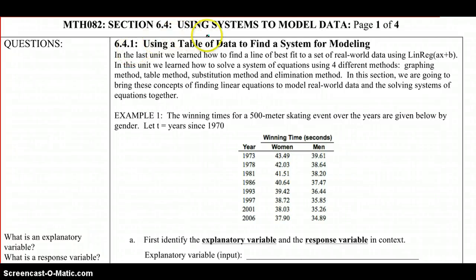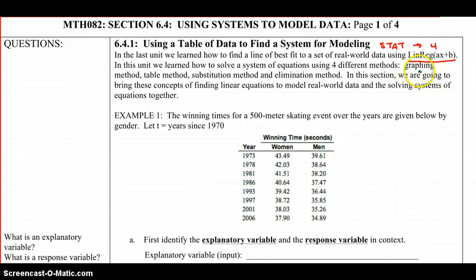So section 6.4, using systems to model data. In the last unit, we learned how to find a line of best fit to a set of real-world data using LinReg (ax + b). This we found when we pushed stat, right arrow, and button 4. In this unit, we learned how to solve a system of equations using 4 different methods.